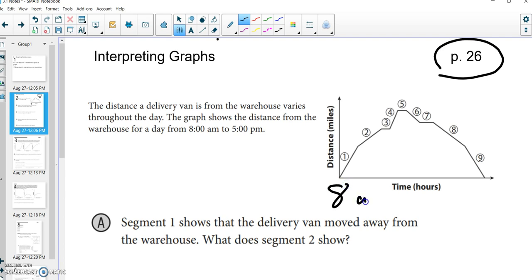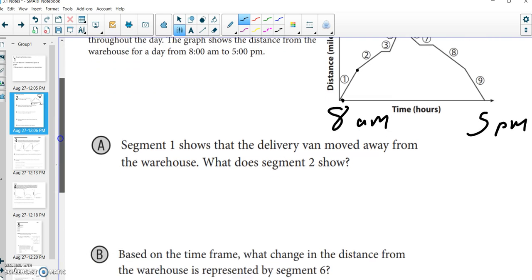8 a.m. to 5 p.m. So we're looking at all the time throughout that time. So segment 1 shows that the delivery man moved away from the warehouse. So this here is showing away from the warehouse. If you look, we're going from here up to here. So it wants to know, what does segment 2 show us?